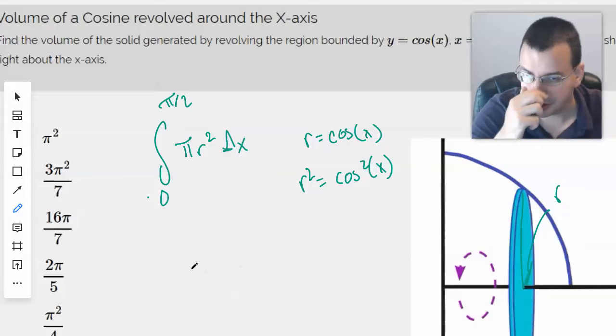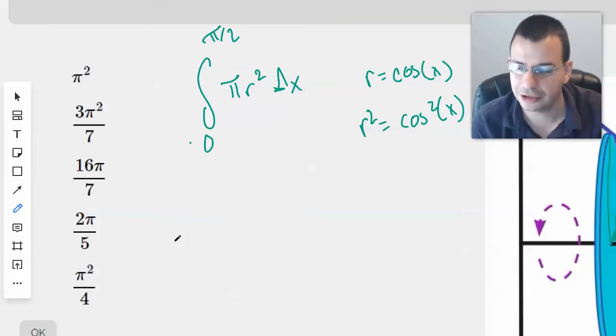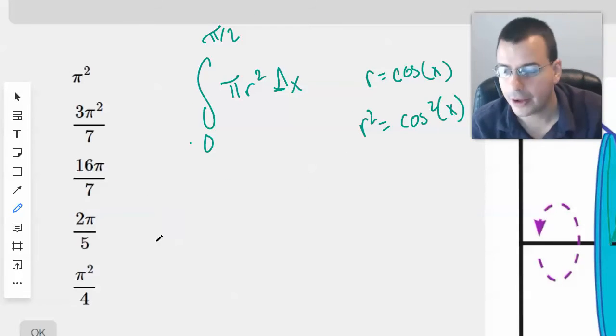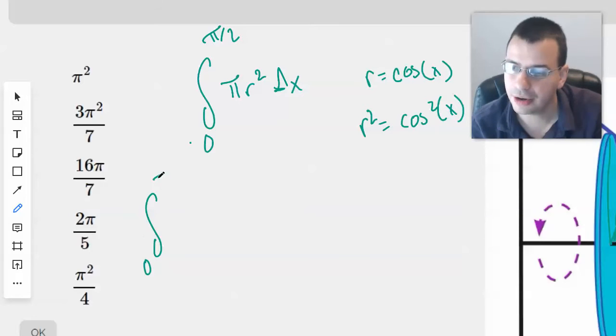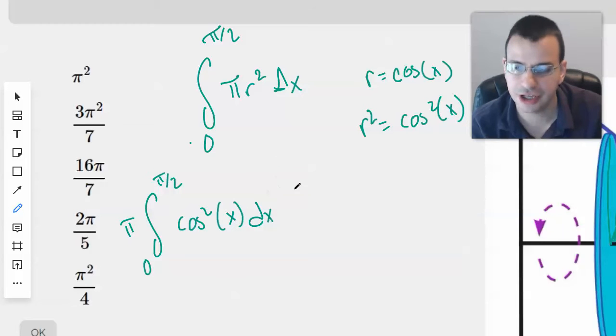So the hardest part here is going to be finding the integral of cosine squared of x, which we can do. We just don't want to do. Okay. 0 to pi over 2. Move the pi out. Get a cosine squared of x. And then the delta x becomes dx.